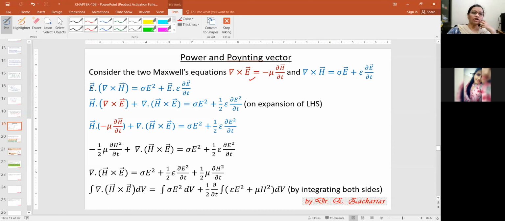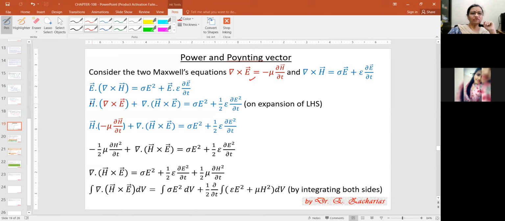Do a dot product of E vector with the left and the right hand side. When you do a dot product, you're going to get E dot del cross H, and on the right hand side, you will get sigma of E dot E, which is sigma E square, and then of course you get E dot epsilon dou E by dou T.